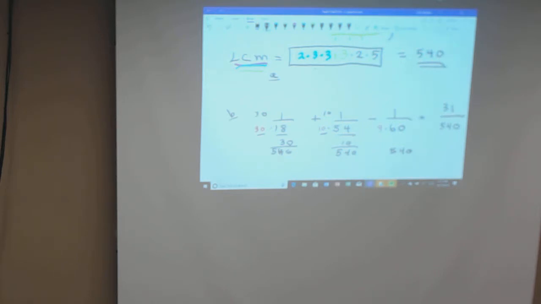Now, if the numerator was 2, 10 times 2 would be 20. It just happens that they put 1 in all the numerators here. And then what do I take times 60 to get 540? 9. So that comes out to be 9 over 540, times 9 times 1. So now what's 30 plus 10, 40 plus 9? No, minus 9. 30 plus 10 is 40. Minus 9 is 31. So there's your answer: 31 over 540.